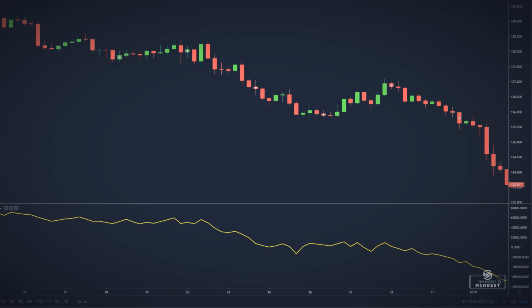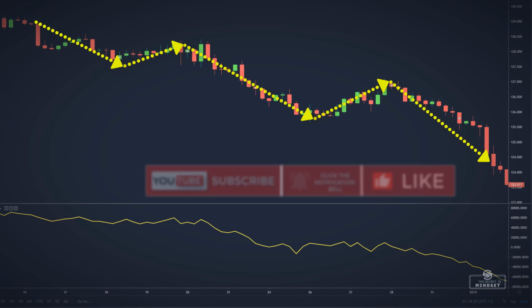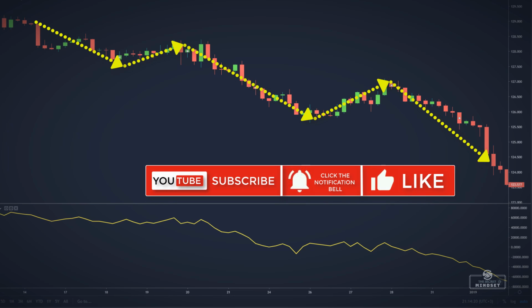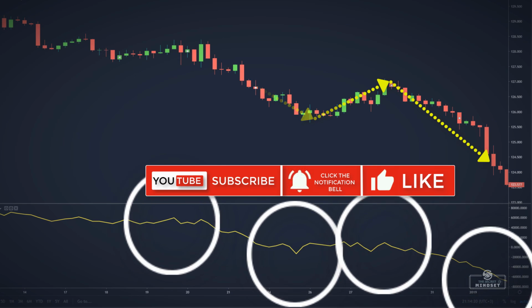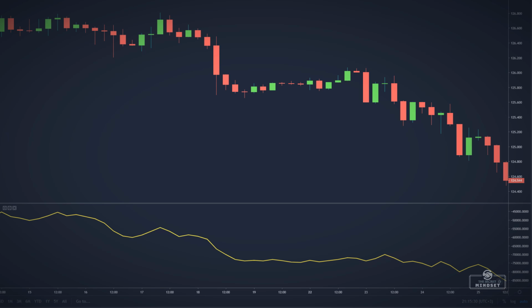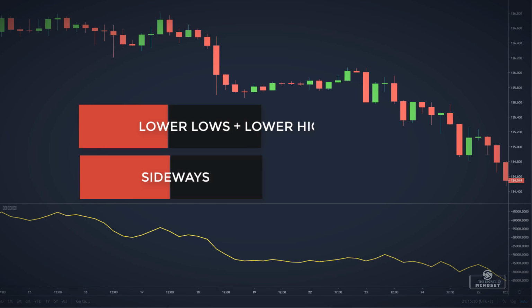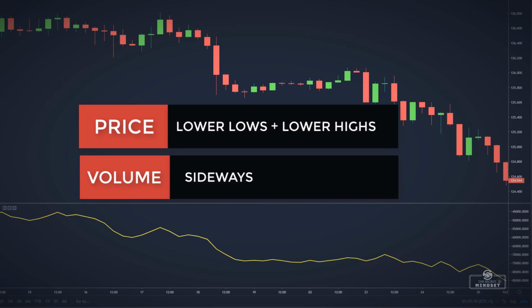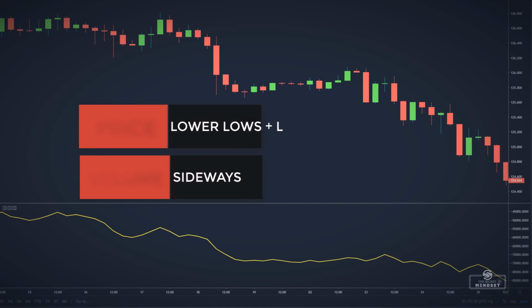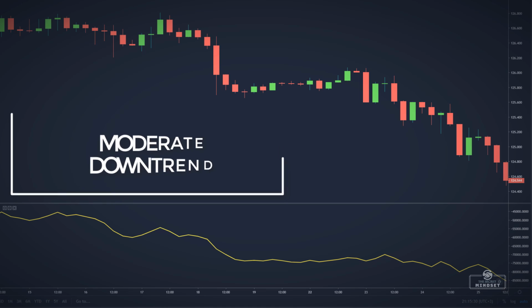Here's another example. The price is making consecutive lower lows and lower highs, and the OBV moves downward. The second pattern involves the price making lower lows and lower highs, but the OBV direction is sideways. This suggests a moderate downtrend.